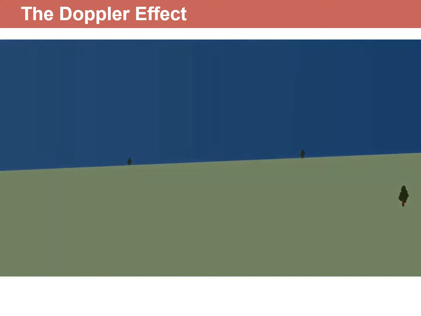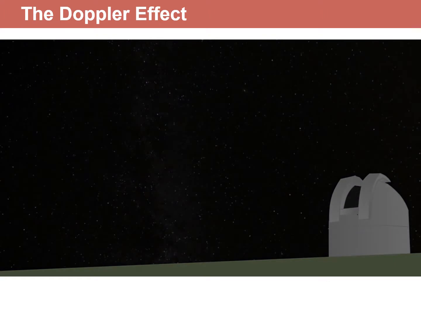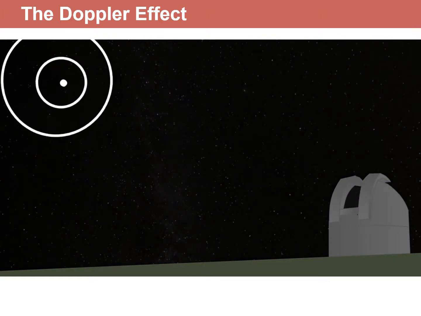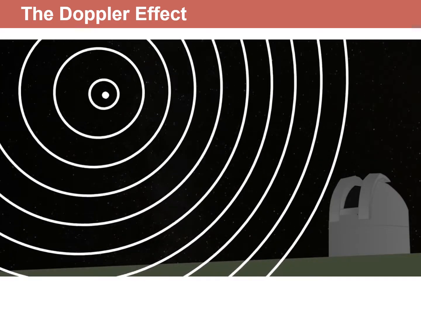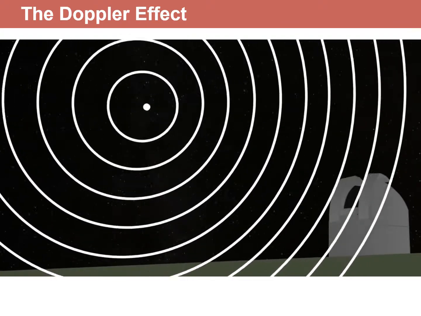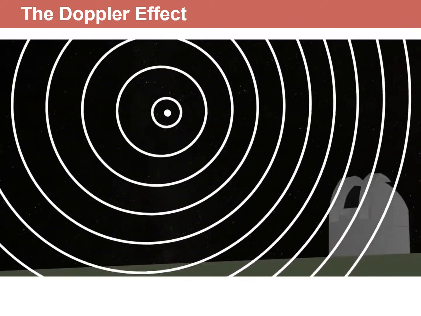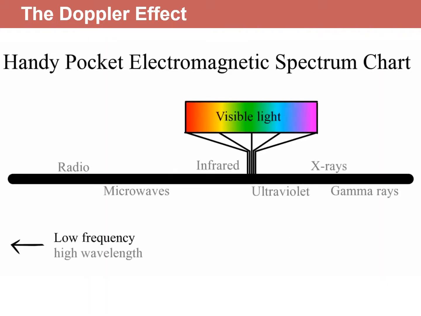It also affects another kind of wave, light. So let's say you look out your observatory and you see a star. Just like the car's sound waves, if the star is moving towards you, even just a little bit, the light waves that it emits will be bunched up, meaning that you see the light at a higher frequency than it actually is. Frequency in sound is pitch, so what does it mean for light? Well, if we look at our handy pocket electromagnetic spectrum chart, we'll see that a small change in frequency for visible light will change its color.